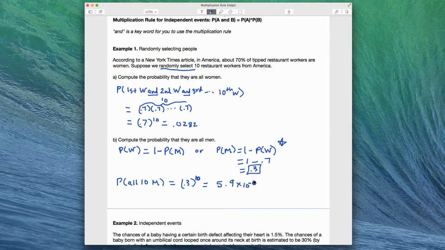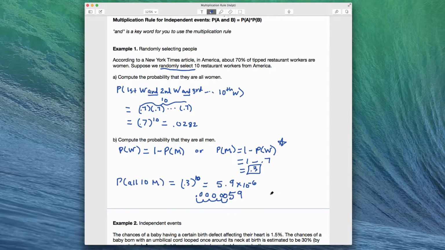So we move that decimal place 6 to the left. So if I wrote the 5.9 down, I'd move the decimal place 1, 2, 3, 4, 5, 6. So there's my decimal place. Fill in with zeros. All right, so that's a really tiny number.